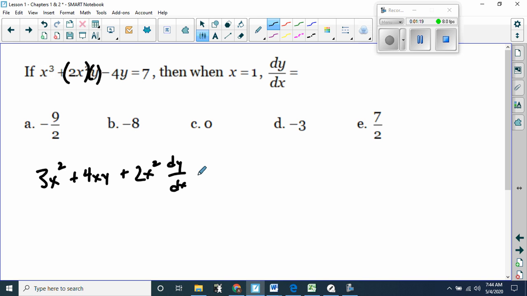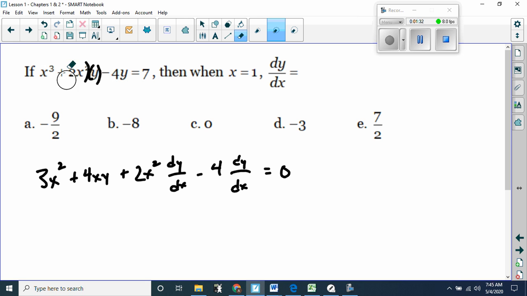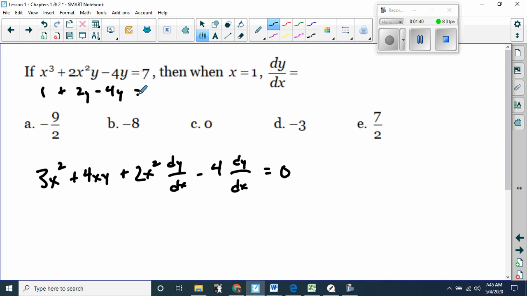Derivative of minus 4y is minus 4 dy/dx, and the derivative of 7 is 0. We can plug in 1 for x. It doesn't tell us what y is. So if we go back to the original equation and plug in 1 for our x's, we should be able to figure out what the y value is.